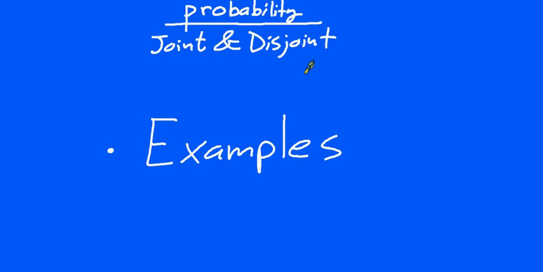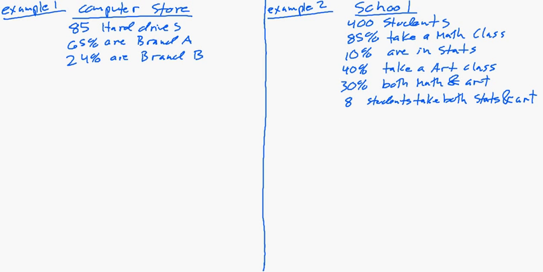This is a follow-up video for the joint and disjoint variables within probability. We're going to be going over two examples, with multiple questions concerning the examples. So let's get to it. Here are our two examples.